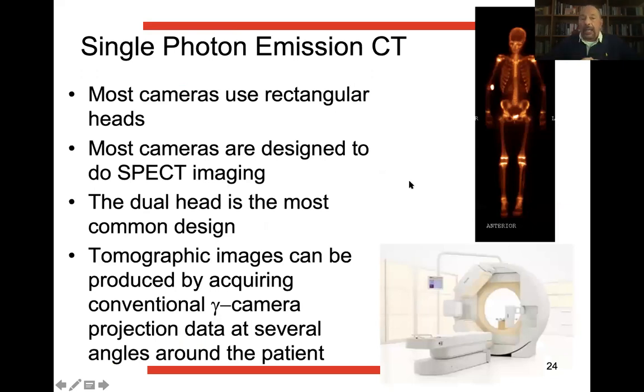What do the images look like now? Generally, this is how a SPECT machine looks. Most cameras use rectangular heads and are designed for SPECT imaging. The dual head is the most common design, so that tomographic images can be produced by acquiring conventional gamma camera images, which are 2D, at several angles around the patient. So you end up with 3D images. This is a whole body SPECT of a patient in anterior view.